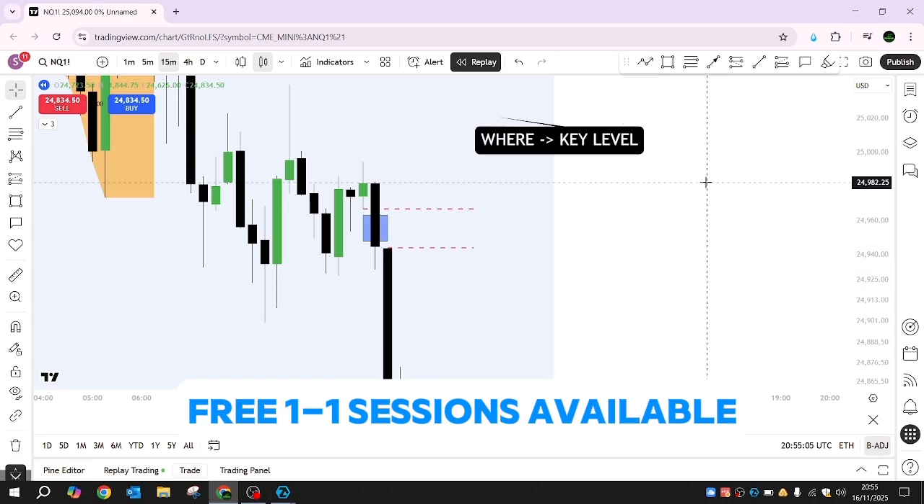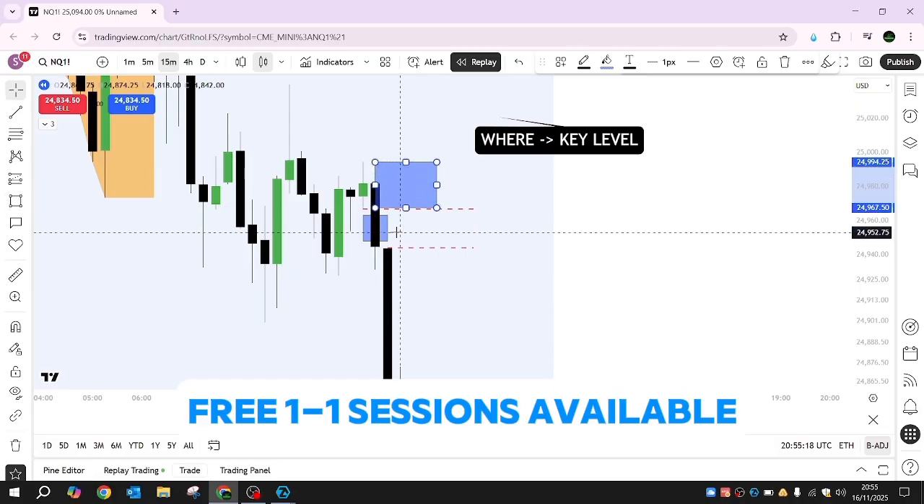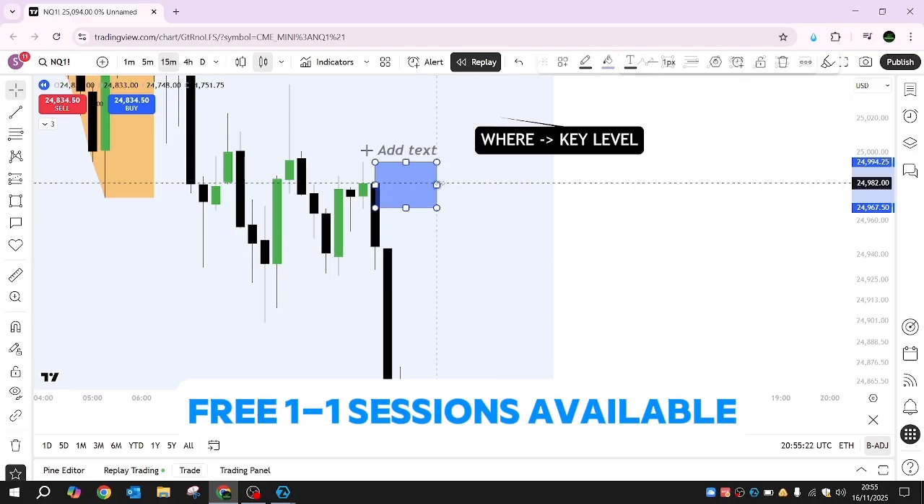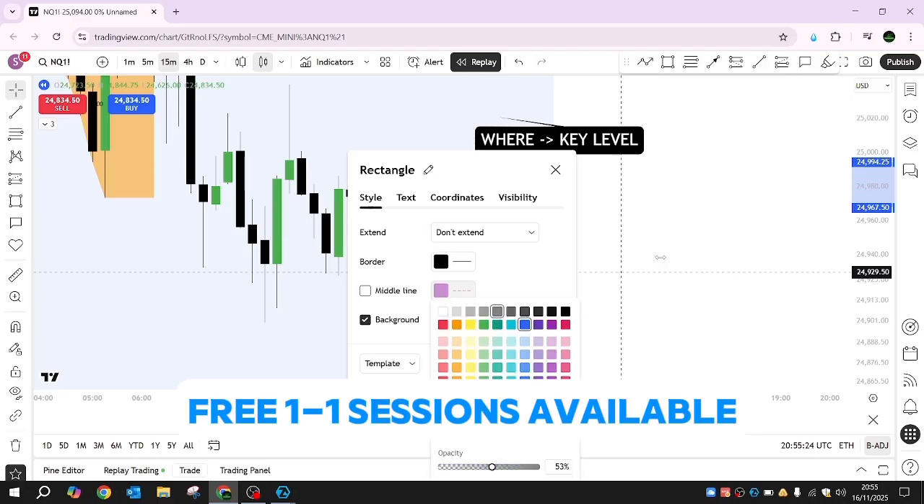Now, the way that I trade and the way that I use fair value gaps or any ICT concept is I only use the candle before the fair value gap. So I think they call this an order block or whatever the ICT terminology is. My key level is this box over here, right? So I'm just going to clear this up. This is my key level and I'm going to just label it in gray.